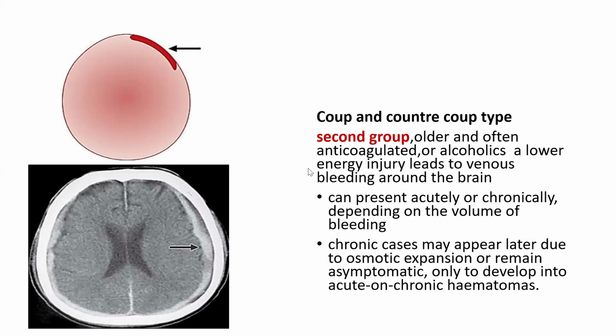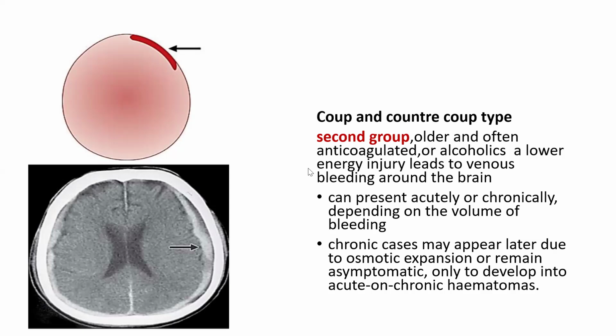So the second group of patients with subdurals are older and often anticoagulated patients, or they are people who are chronic alcoholics. So these ones, there will be a history of a lower energy injury. Maybe they slid and fell when they were walking, maybe from a bar, or maybe just walking around in the compound, something trivial. So they have venous bleeding around the brain, and they get the subdural.